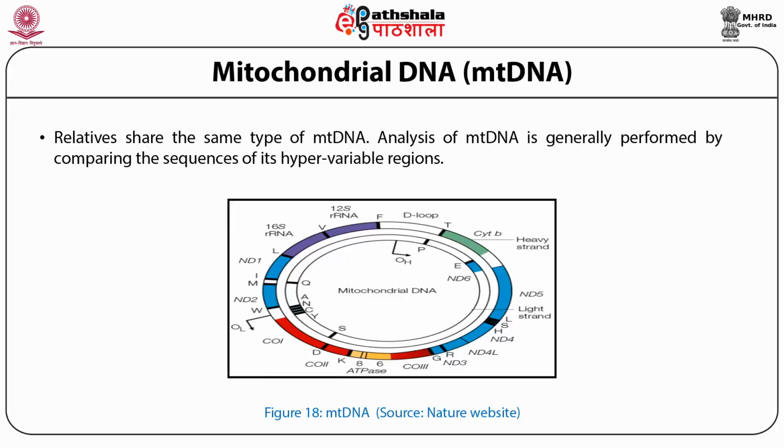It has a number of regions called the D loop, heavy strand, light strand, ND4, ND4L, then ND3, ND2, then rRNA regions, there is a rRNA region of 16S and 12S, and so on.